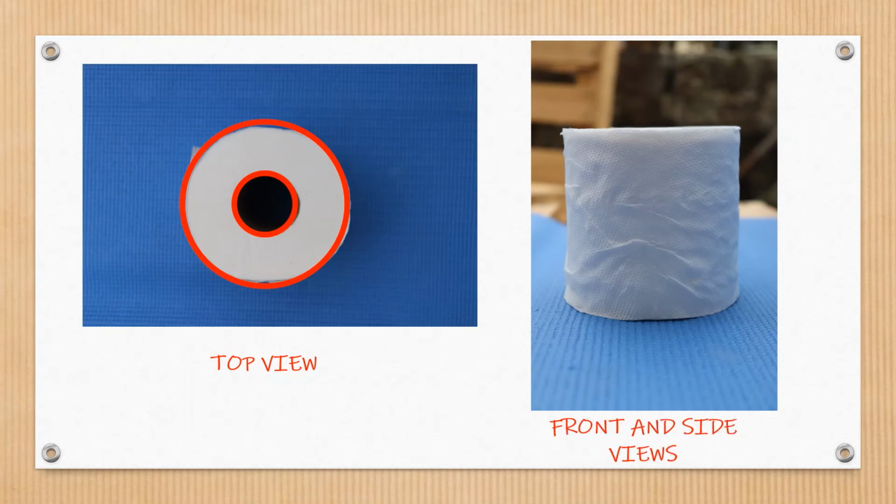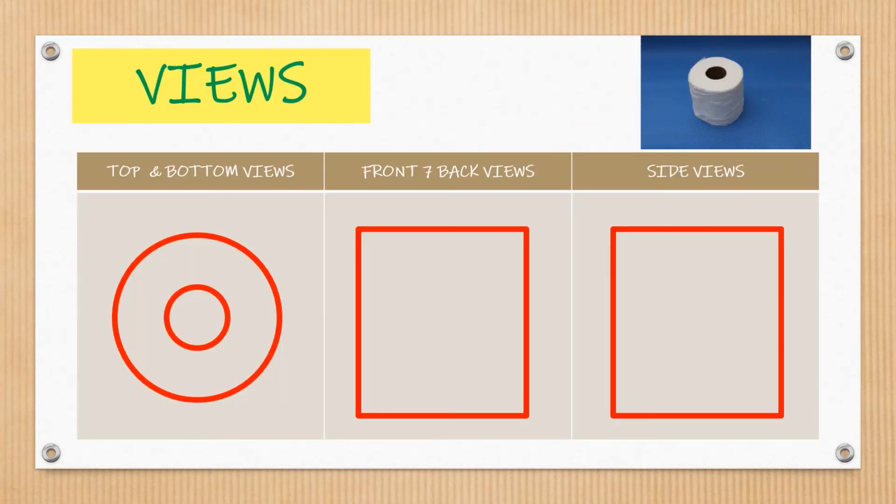For our front and side views, you can see, just as we did before with the taller cylindrical bottle, that we're going to have rectangles. Again, we're still seeing this slightly in 3 dimensions, so we're getting that bit of a curve in the bottom, but if we could purely see that in 2 dimensions, it would be a rectangle. So what do the views look like? The top and bottom views are the concentric circles. The front and back views and side views are all rectangles of exactly the same size and shape.